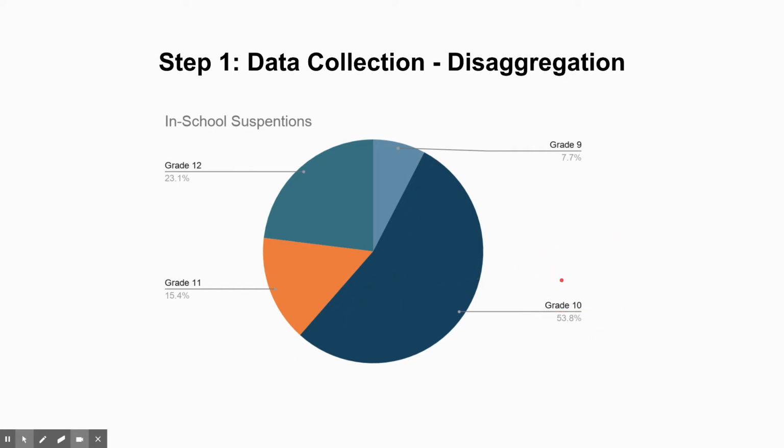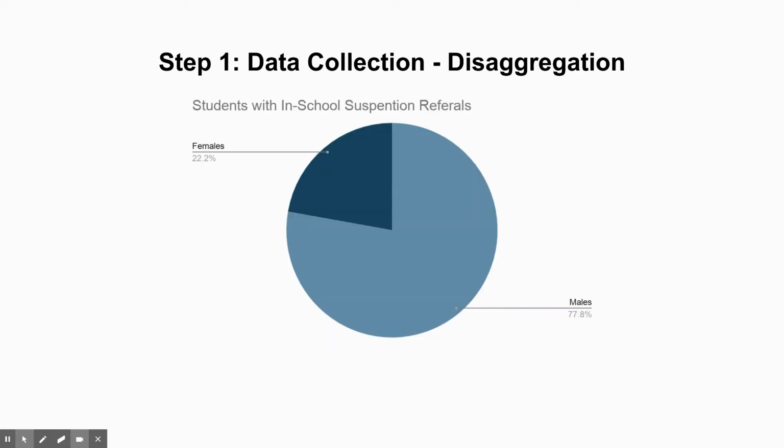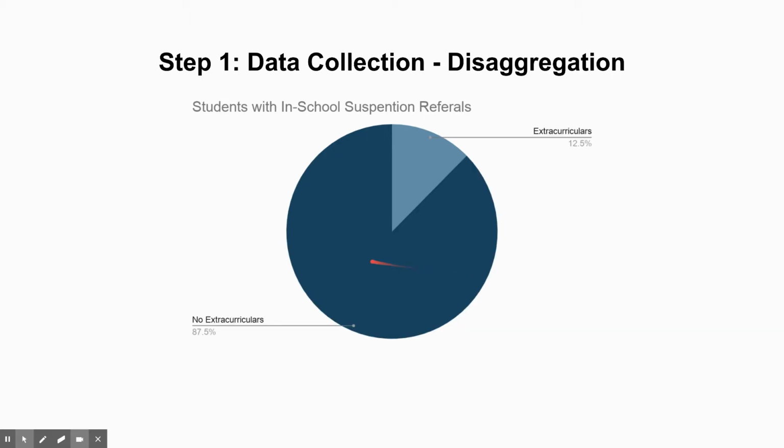And of course, if we stopped there, we might be tempted to conclude, oh, well, we all knew the sophomores weren't very good this year. Nah. We'll further disaggregate the data into more subpopulations. For example, students with in school suspension referrals, most of them were males, not entirely shocking. But let's disaggregate a little further and see what else we can discover.